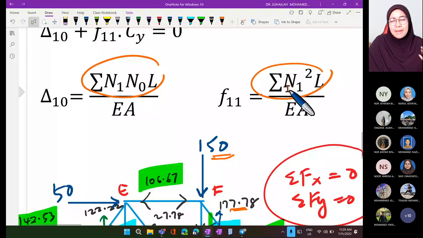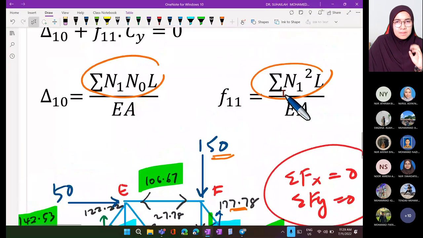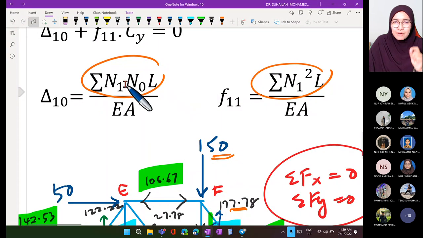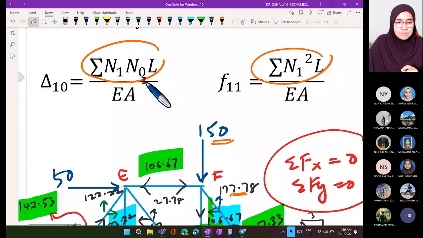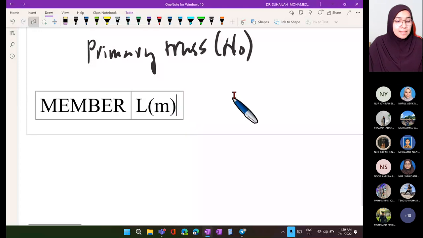Kalau table for beam and frame, kita ada M0. So table for truss, kita kena ada N. Tengok macam ni, N0, N1 dengan L. Okay, L dulu. Okay, we need L, because dua-dua kena kali dengan L.